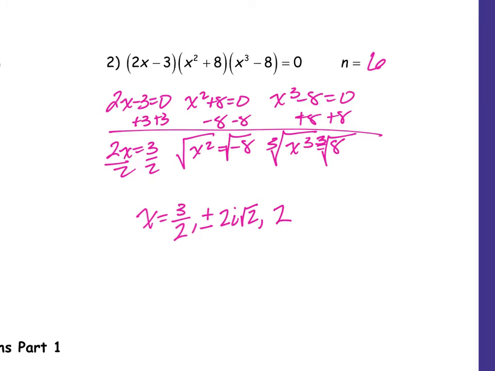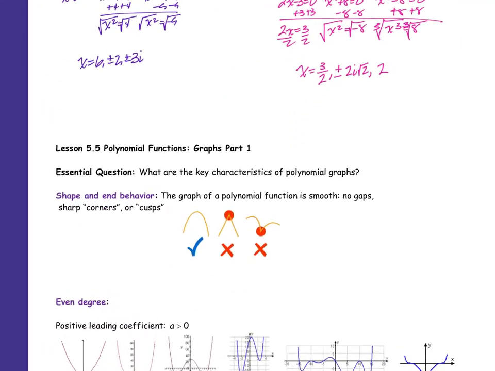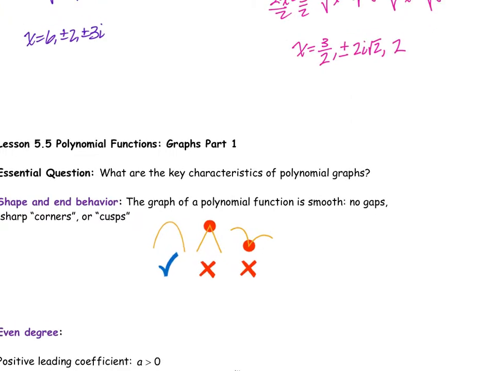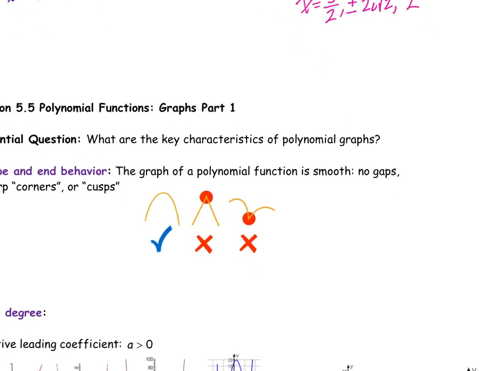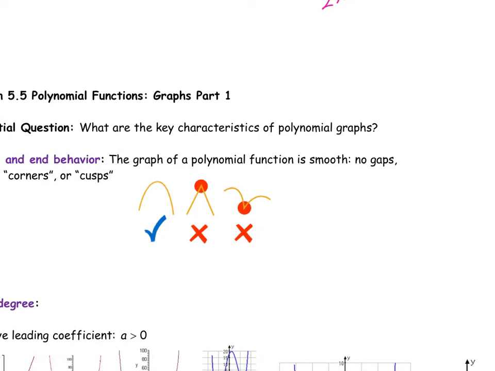So a lot of what we're doing today is talking about graphs and their characteristics. I'm going to try and make this look like this, and then I'll read it off the computer screen and shrink it down if I need to write on it. So the first thing we're going to talk about is shape and end behavior of a polynomial graph.